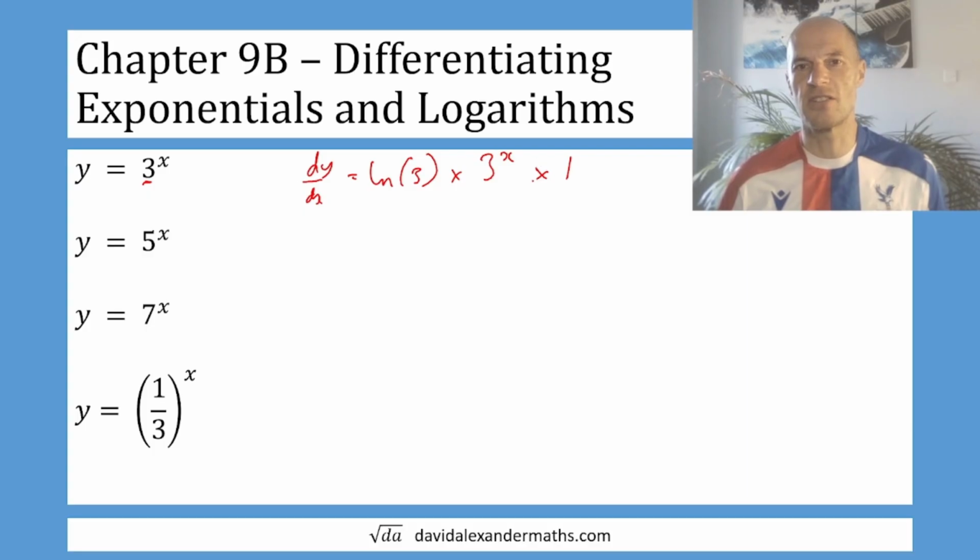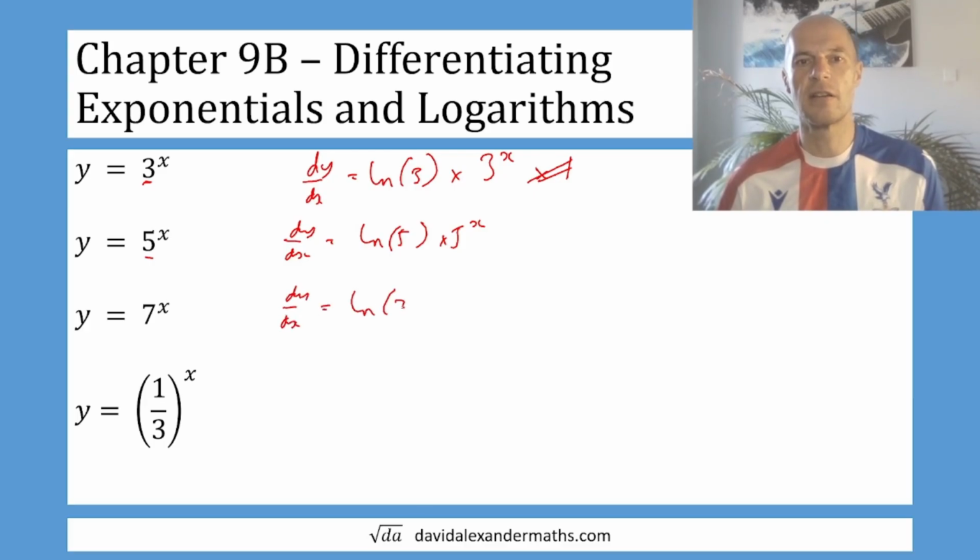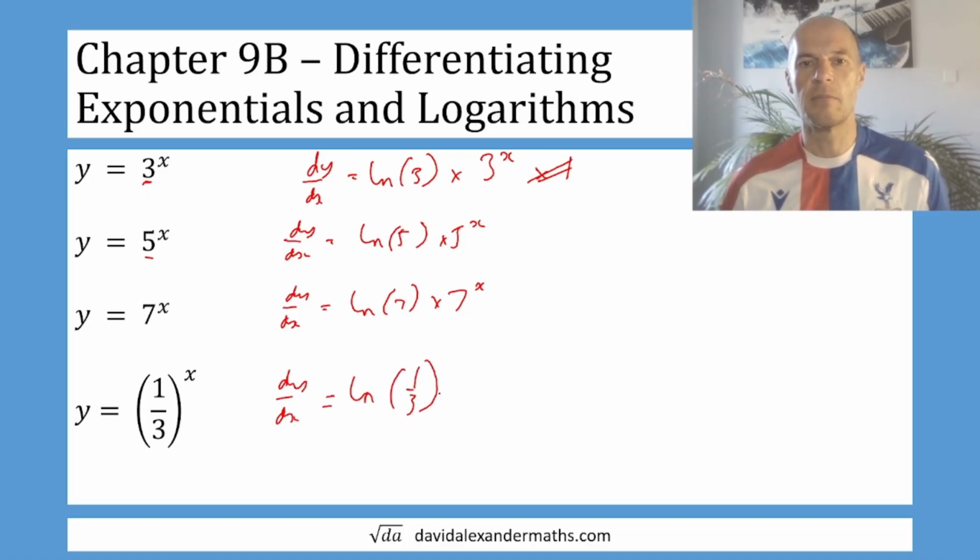So a lot of the time we can just ignore that bit there when it's just 3 to the power of x. So if y is 5 to the power of x, then dy by dx is going to be the natural log of 5, so ln 5 multiplied by 5 to the power of x. If y is 7 to the power of x, then dy by dx is ln 7 multiplied by 7 to the power of x. If y is a third to the power of x, then dy by dx is the ln of 1/3 multiplied by 1/3 to the power of x.